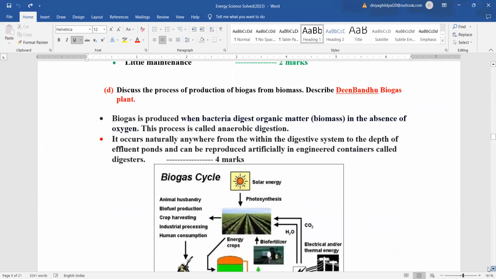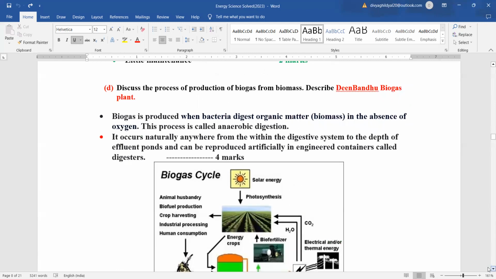Now, this question, even if you have explained biomass plant or biogas plant, and this word Deen Bandhu biogas, this is what I was telling you, that the more you are updated with what is happening new in the field, you can write these answers very easily.